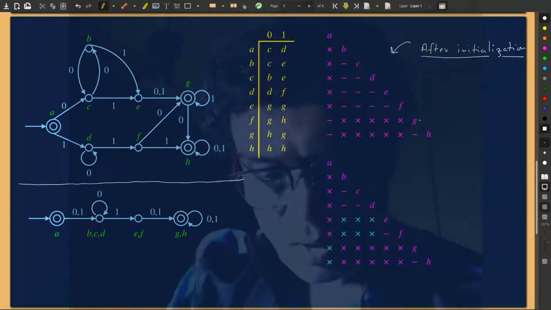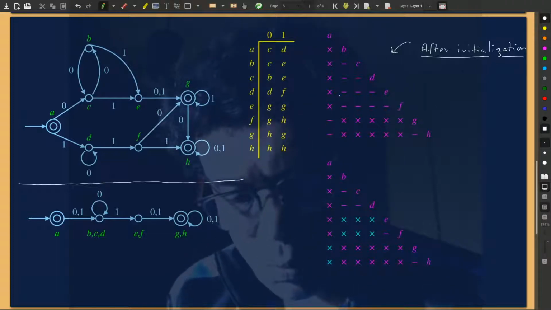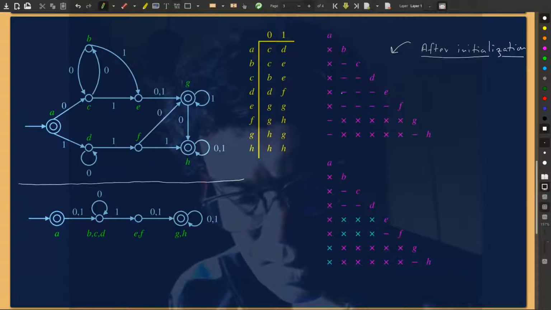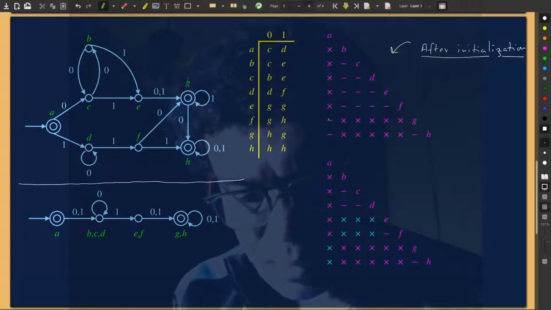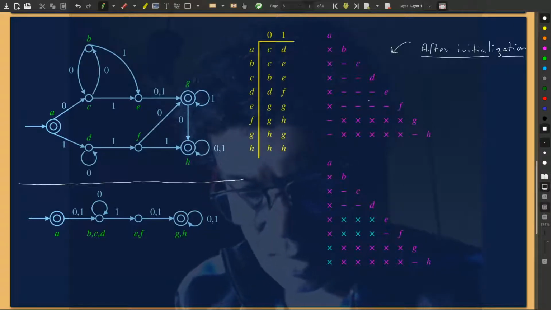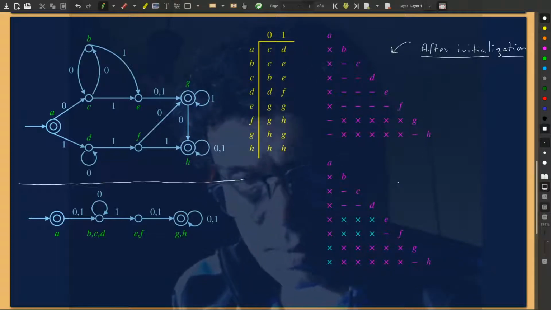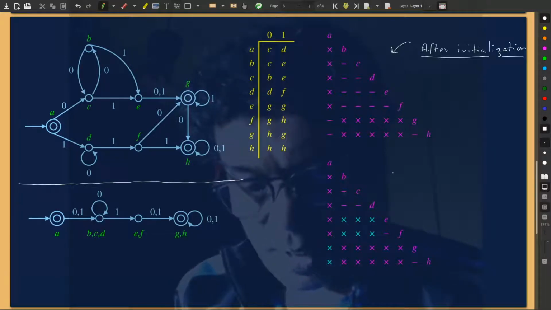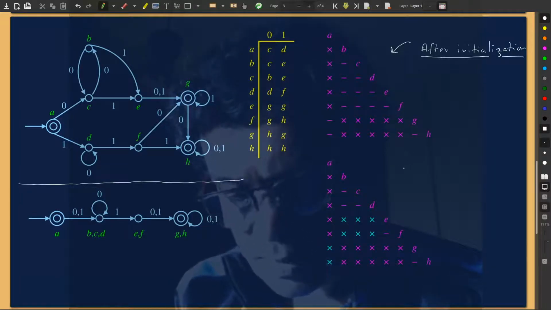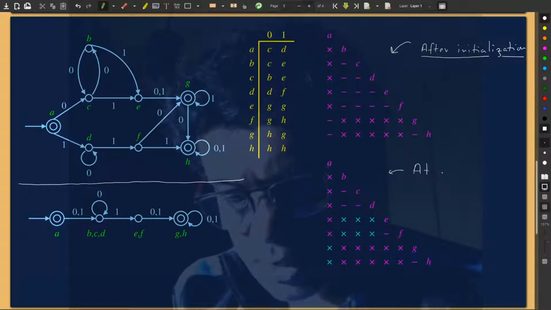Okay, so now I will start my loop and one by one look at these in some order, to see whether I can mark these new pairs. This second part of the table says all the things that I can mark at the end of step 3.